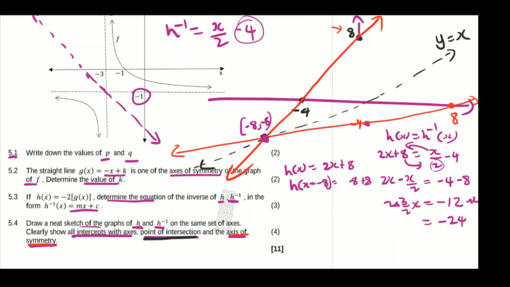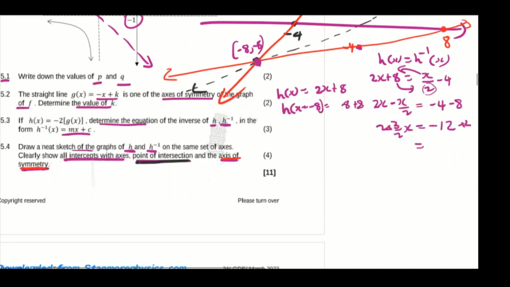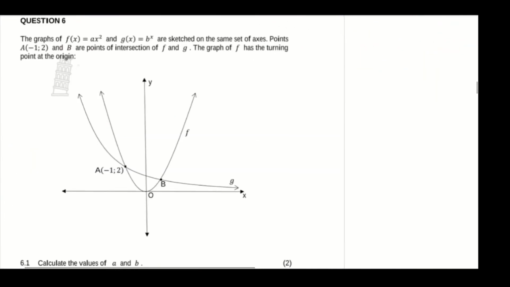We are done solving for question 5. Now let's go down to question 6, which is the last question for this paper. So what happens is we are given f of x being equal to ax squared and g of x being equal to b to the power of x, right? We are told that they are sketched on the same set of axes, and we're given a point A, which is minus 1 and 2. We are not told that point B, but it's an intersection between two graphs, and the turning point is 0, which is at the origin here, right?